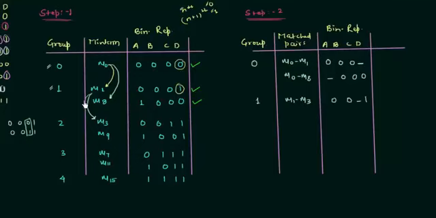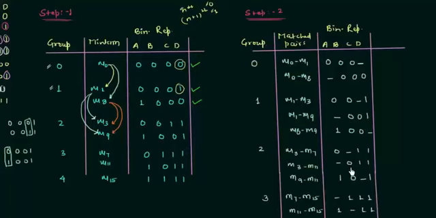I will compare M1 with M9, and let's see what we have. 0 0 0 1, 1 0 0 1. Again we have only one variable changing, so M1, M9 is also our matched pair, and we have underscore 0 0 1. In the same way, we are going to compare M8 with M3, M8 with M9. I'm not going to do this. Fill this table by yourself, and then we will move to step number 3.